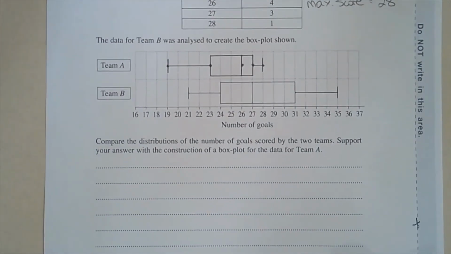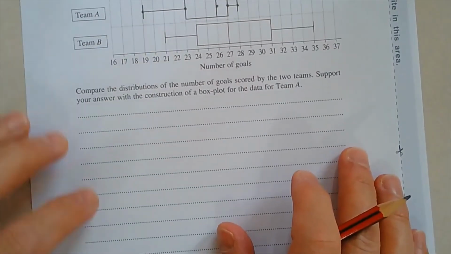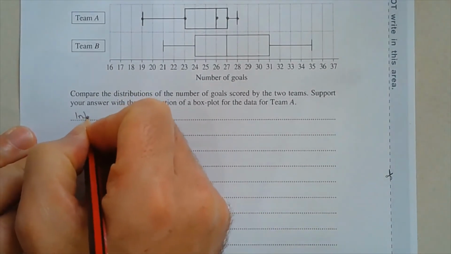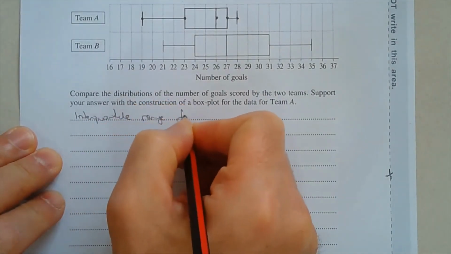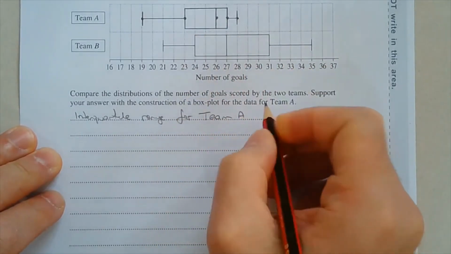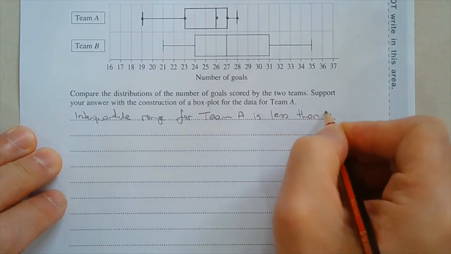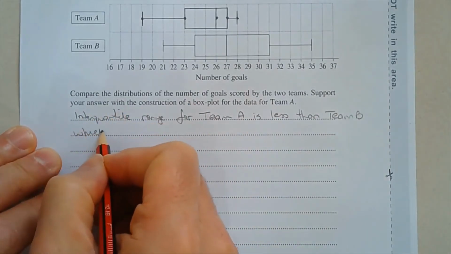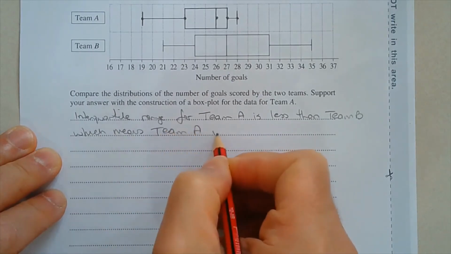Let's analyse this quickly. First of all, we can see that the interquartile range for Team A is less than Team B, which means Team A is more consistent.